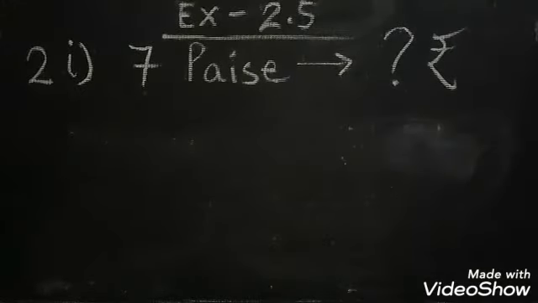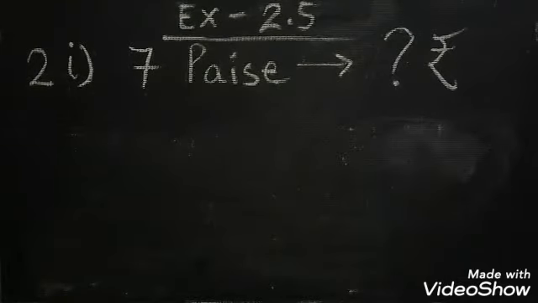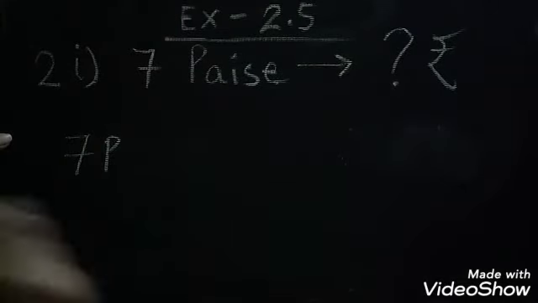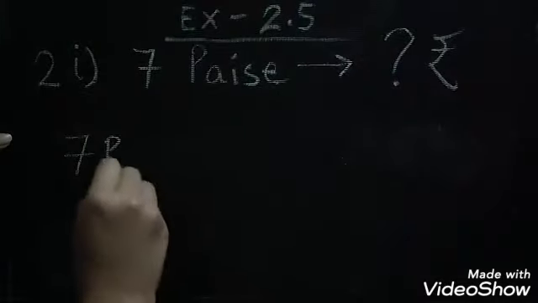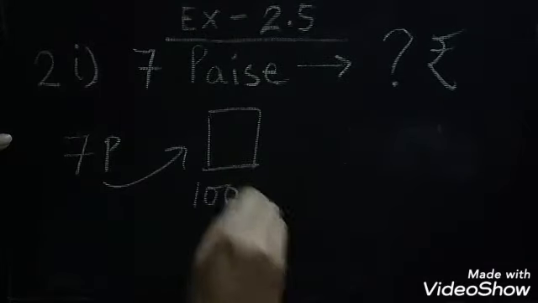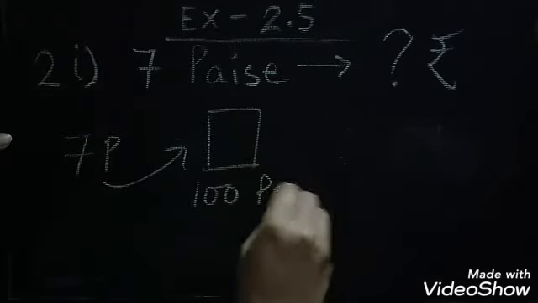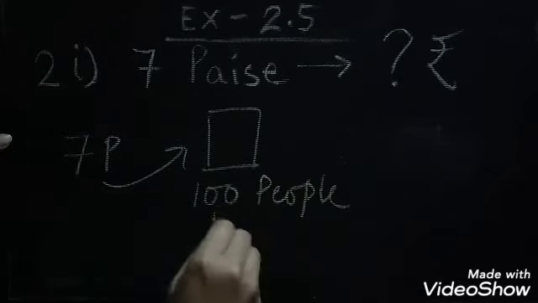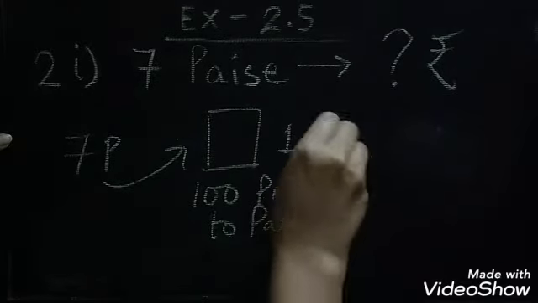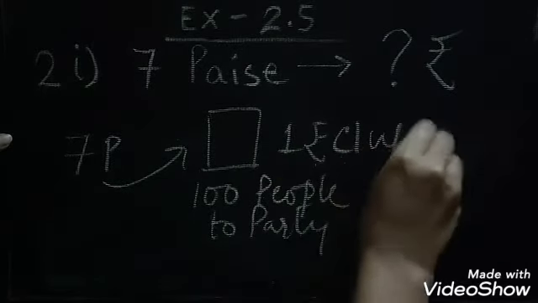Let's do the first question of unit conversion. Question number 2, part number 1. It is asking that 7 paise is how many rupees? Now you know that 7 paisa is not even a single rupee. Suppose 7 paise are going to a club. This club requires 100 people so that they can party. Let's call this club the 1 rupee club.